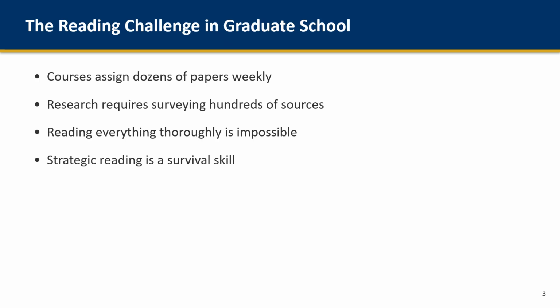Research requires surveying hundreds of sources to understand a field, identify gaps, and position your work. A thorough literature review might require engaging with 200 or more papers. You can't deeply read 200 papers while also doing everything else graduate school requires. Reading everything thoroughly is simply impossible given the volume.